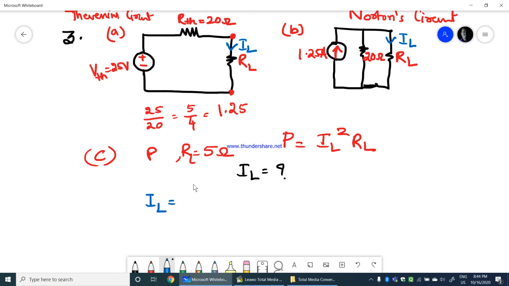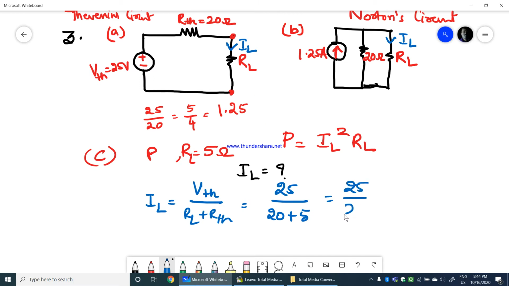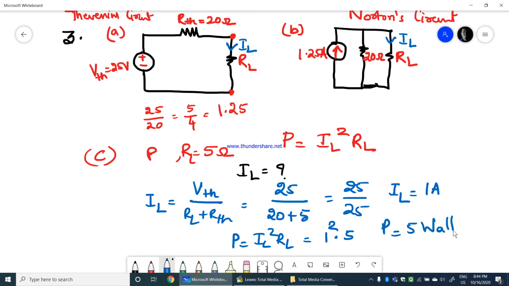IL would be equal to V Thevenin divided by RL plus RTH, which is 25 divided by 20 plus 5, because 5 ohm is the load resistance. Therefore it is 25 by 25, so IL equals 1 amp. Power P is equal to IL square into RL, which is 1 square into 5. Therefore, P would be equal to 5 watts. So this completes the third part of the question.